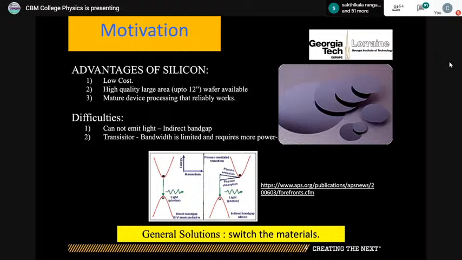So the general solution to these inherent problems in silicon is to switch the materials. What kind of materials can we switch to? We have to switch to direct band gap materials. One of the direct band gap materials is the 3-5 semiconductor material. We have gallium arsenide, gallium nitride. Gallium nitride is also a 3-5 material.